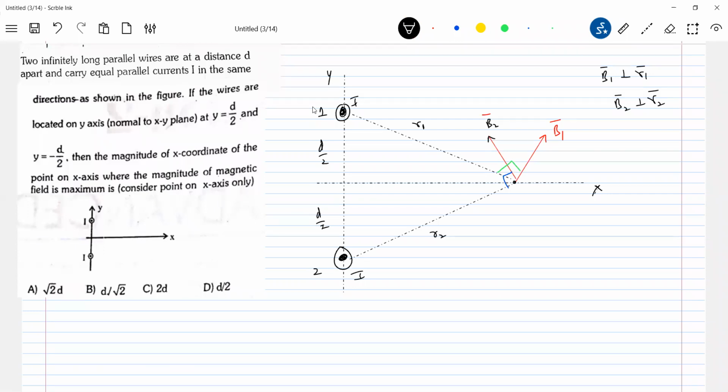Now let's define some angle. So what is theta now? If I define this as theta, this should be the theta, no? If this is theta, then this should be 90 minus theta. So shall we take this as theta? Trace out the angles, very important. This should also be 90 minus theta.